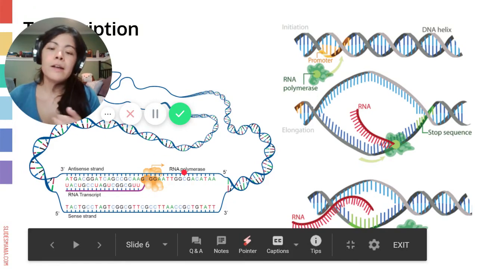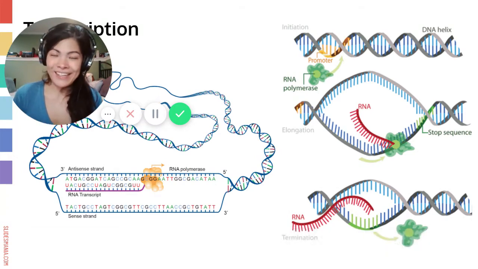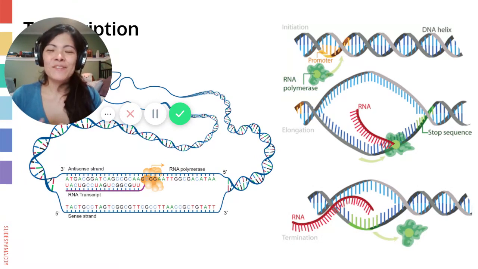So if we're looking at this DNA strand, you can see right here, there's a protein called RNA polymerase. And RNA polymerase is basically just a protein, actually, that is responsible for copying the information from the DNA and making an mRNA copy of it.